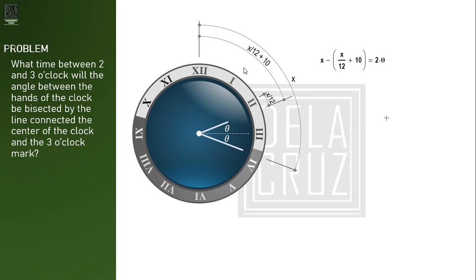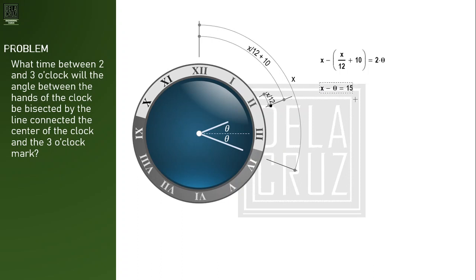So we can also say that the value of x minus theta is equivalent to 15 minutes. Okay? Or pwede rin, x over 12 plus 10 plus 5 minutes is equals to 15 minutes. Pwede rin, kahit ano yung gawin natin. Basta tama lang yung ating basis sa angles. So, pwede, pinaka-simple, we can have x minus theta is equals to, from here to here, that is 15 minutes. X minus theta is equals to 15 minutes.